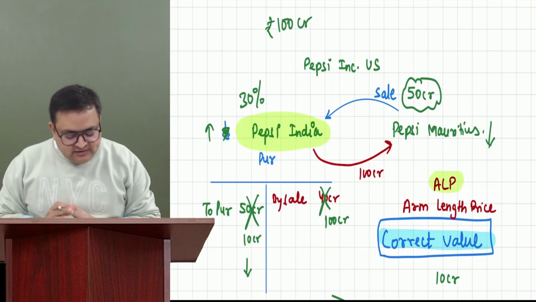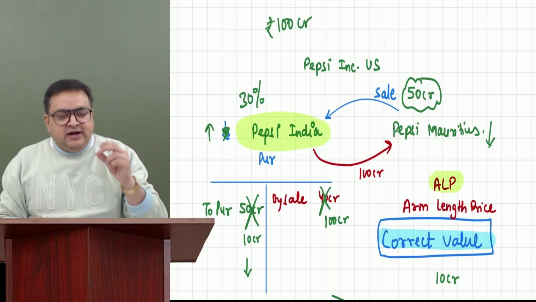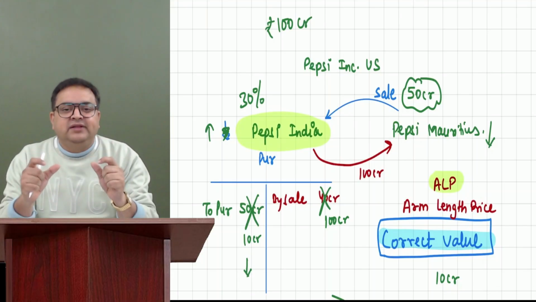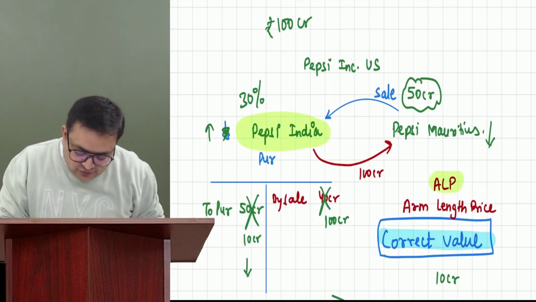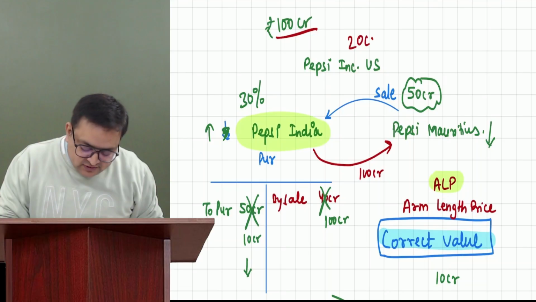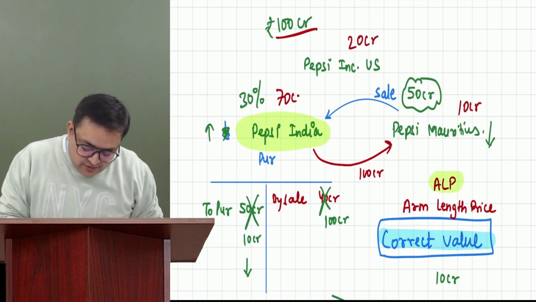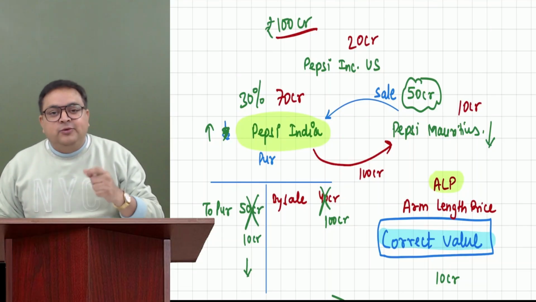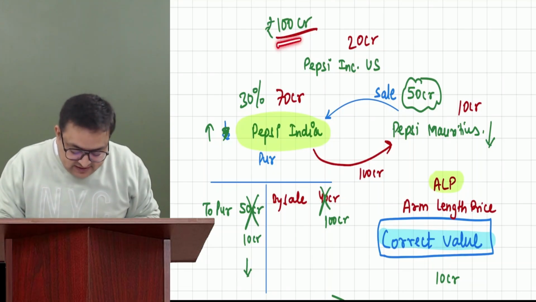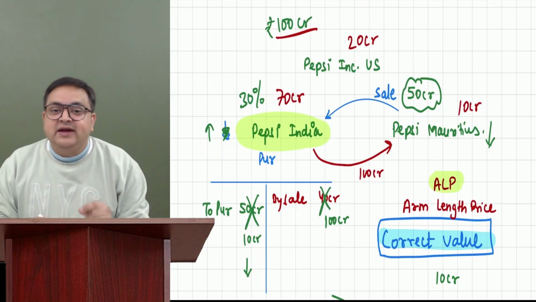So what they were doing is allocating these expenses between these countries, saying this country has this expense, and that country has that expense. Out of 100 crore, they would say 20 crore is for US, 10 crore is for Mauritius, and 70 crore is for India. Again, they were inflating the expenses in India. So we should say that even if there is allocation of expenses, it should be done at a correct price, at arm's length price.